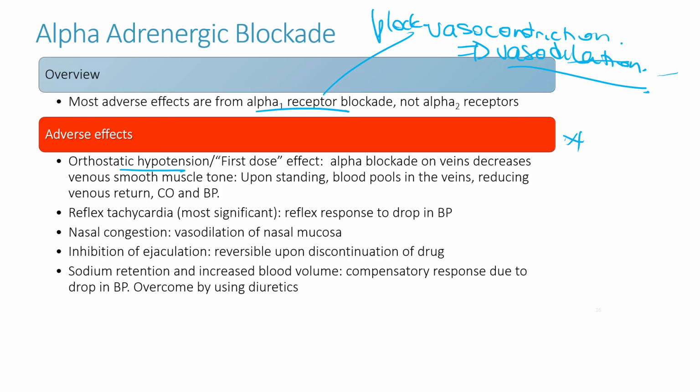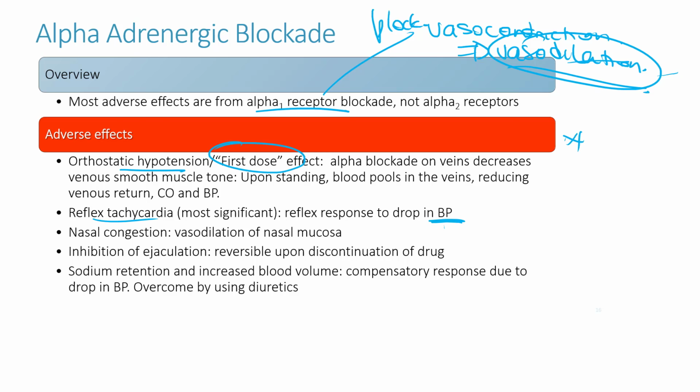Related to orthostatic hypotension is first dose effect, which happens with the first dose for a person who's not used to taking an alpha antagonist, or a person who hasn't taken it for a long time. You have that dizziness, and sometimes people can actually faint from the orthostatic hypotension effect. The other thing is, because you have vasodilation and a drop in blood pressure, sometimes you have what's called reflex tachycardia.